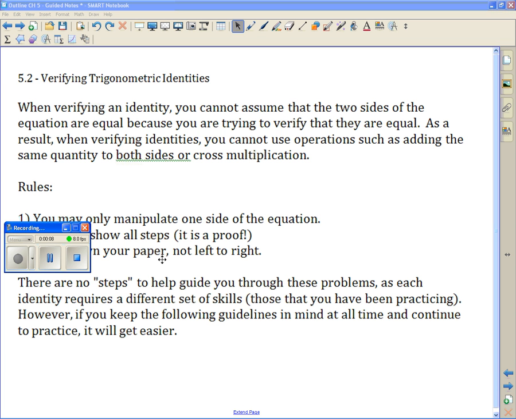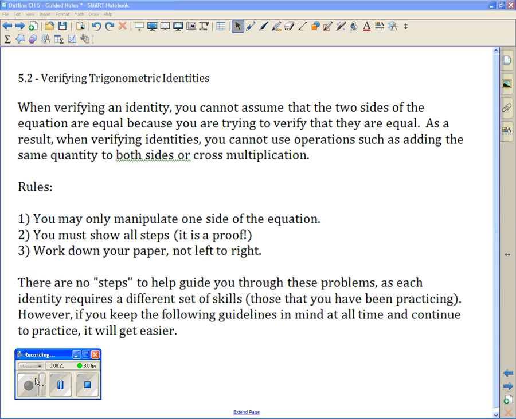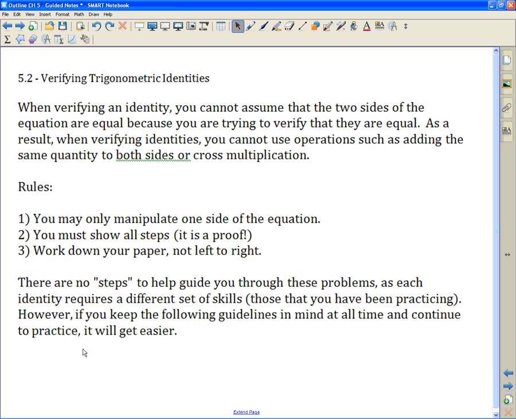Now I want you to take a second and read through this sheet on 5.2 before I touch on some of the highlights. So go ahead and hit pause and read through 5.2 in those paragraphs on the introductory page. Okay, a couple things you should know before verifying identities.